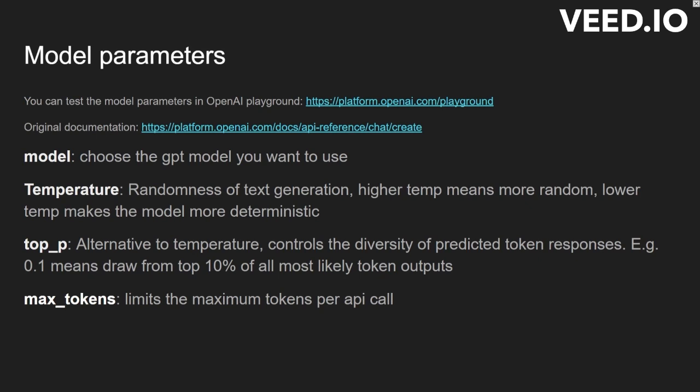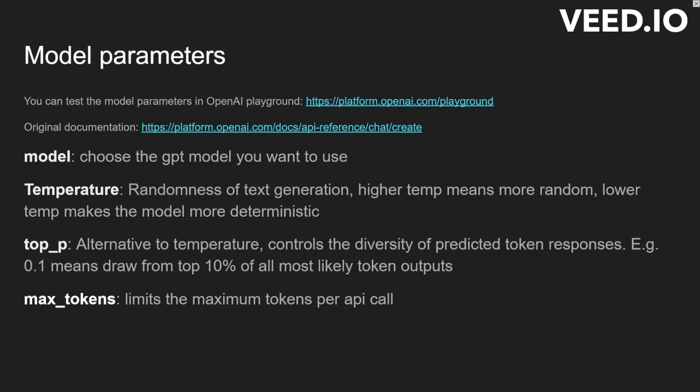The top P parameter is an alternative to the temperature setting. A simple explanation is that it controls the diversity of the predicted response. So setting it to 0.1 means the model will draw from the top 10% of all most likely token outputs.